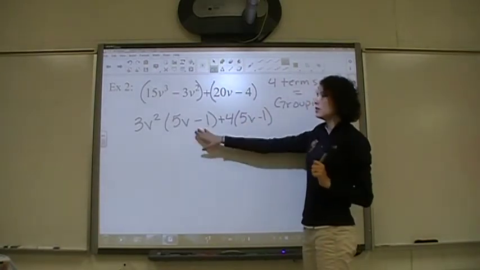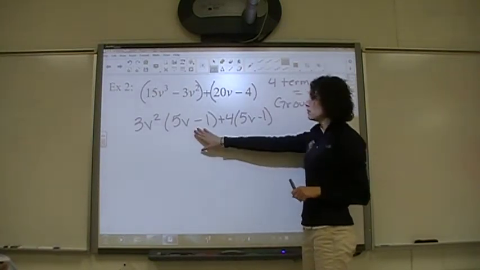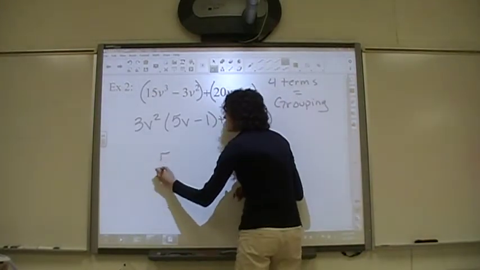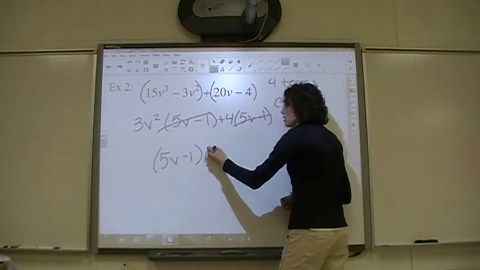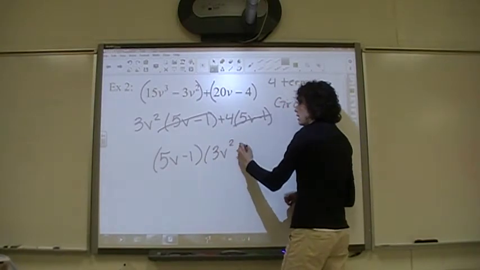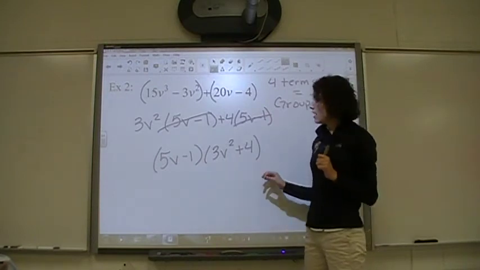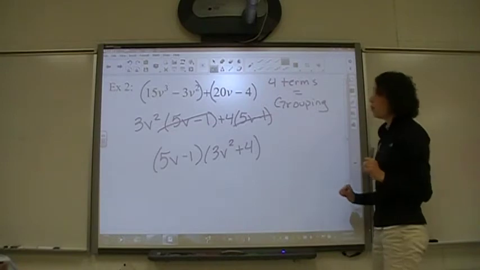Now the thing that's in parentheses should be the same. If it's not, you did it wrong. So 5v minus 1, 5v minus 1. You see it twice, so write it down first, 5v minus 1, cross them out, and you're left with 3v squared plus 4 left over. So that is my final answer. 5v minus 1, and then times 3v squared plus 4.